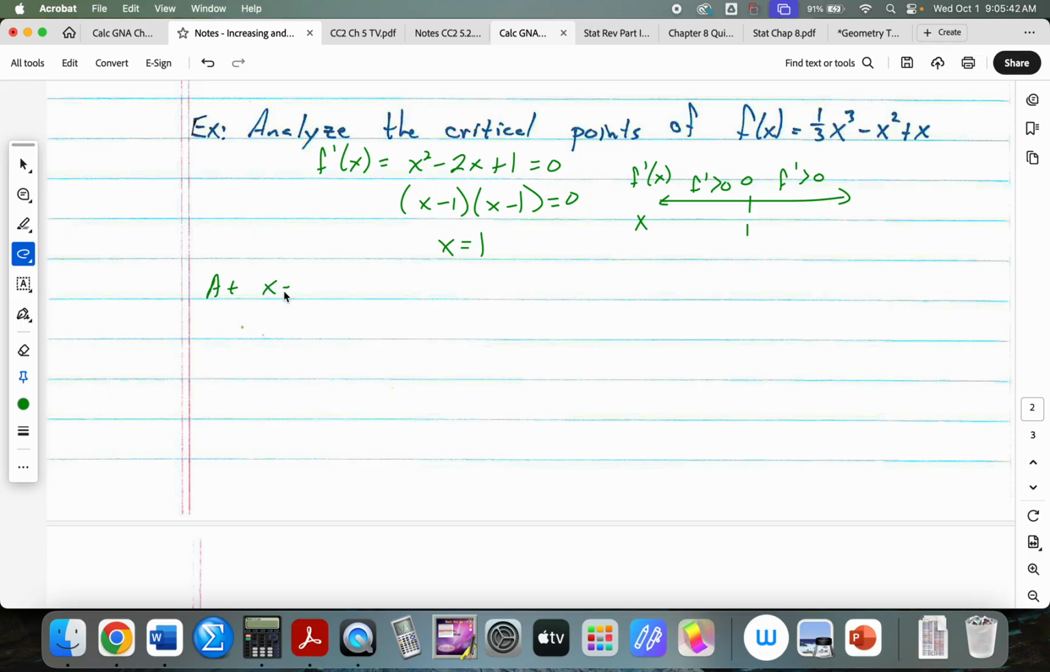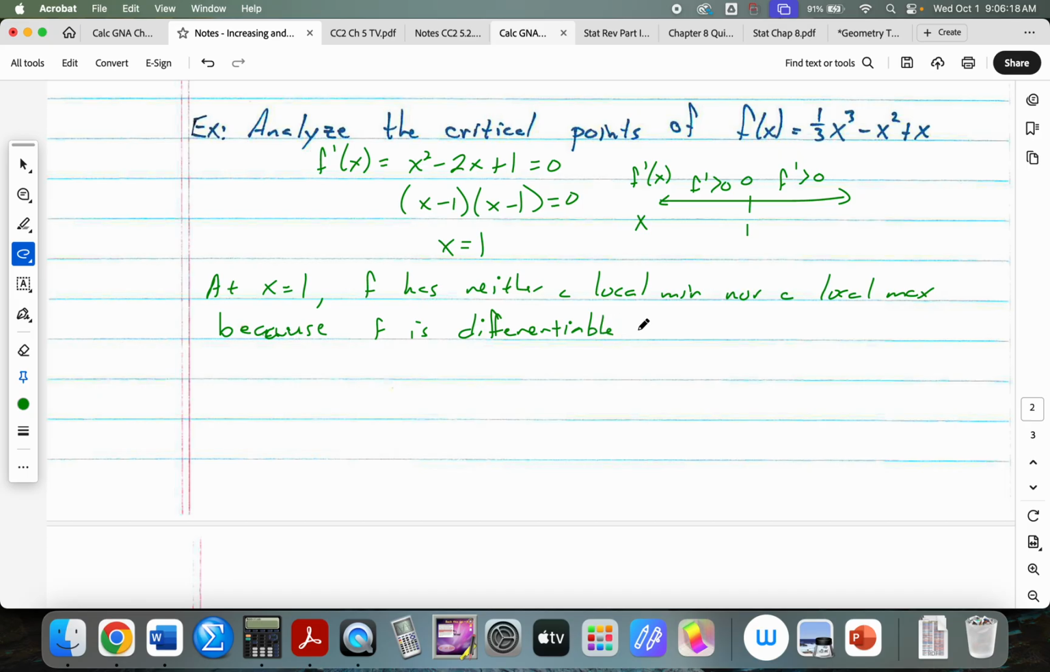So at x equals 1, f has neither a local minimum nor a local maximum because f is differentiable but f prime does not change sign at x is equal to 1.